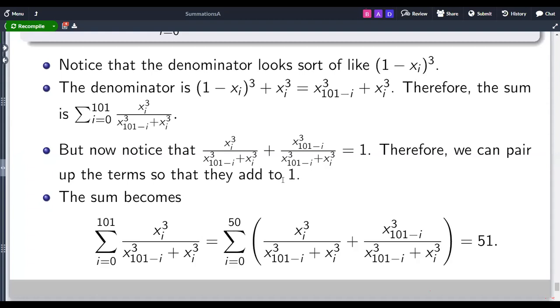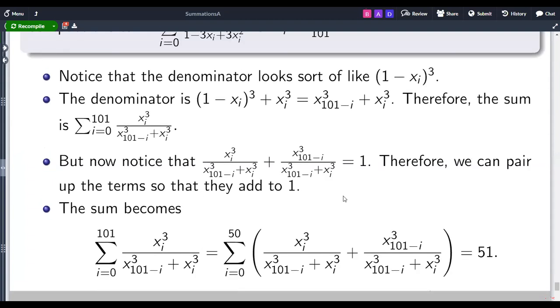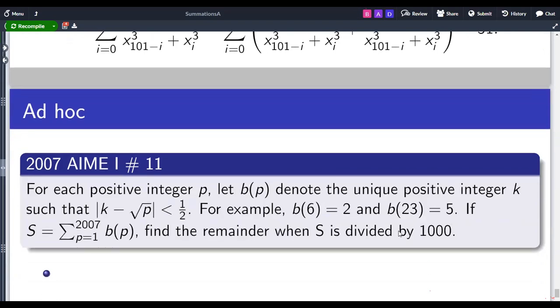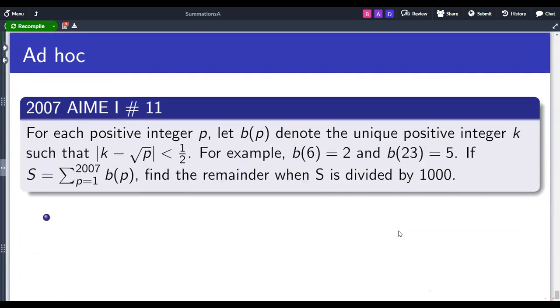So does anyone have any questions? Okay, I guess not. So we'll move on to the last question we have from the 2007 AMC. So I'll give you a moment to read it.